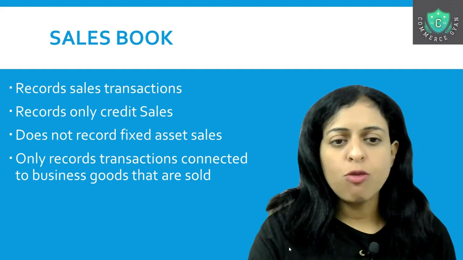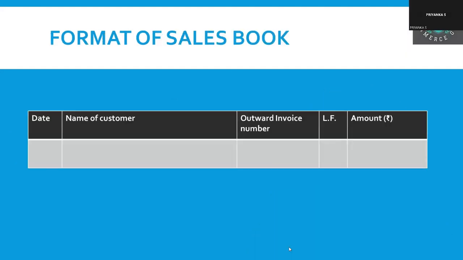Fine. So now what is the format of the sales book? The sales book has a similar format to the purchase book. Here we have date. Instead of name of supplier, here you have the name of the customer, the person whom you are selling the goods on credit. Then we have outward invoice number. When you're selling the goods, you will have an invoice number against the sales that you're making, and this invoice number will be the outward invoice number that you mention here. Then we have ledger folio, and finally we have the amount column.